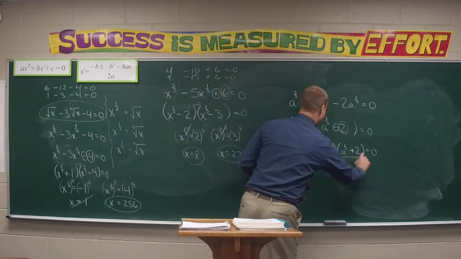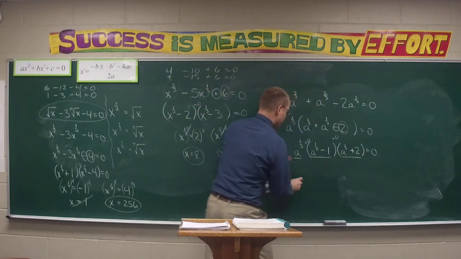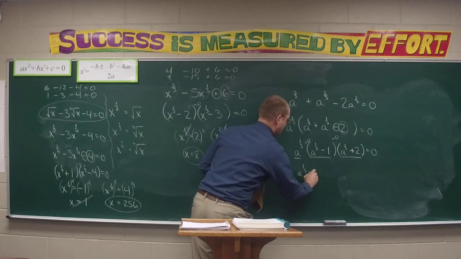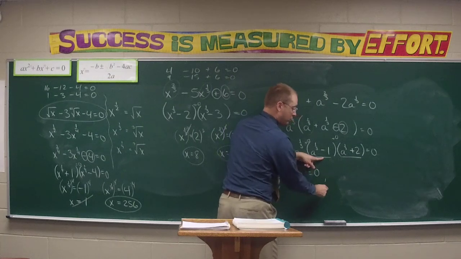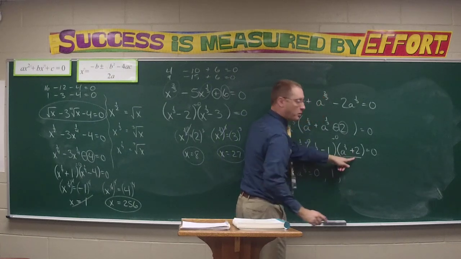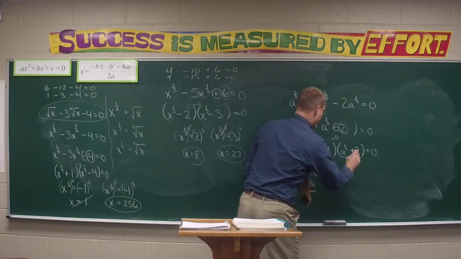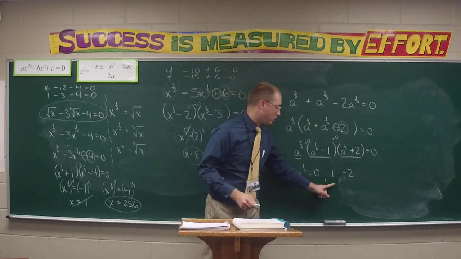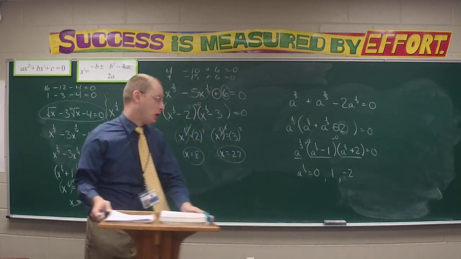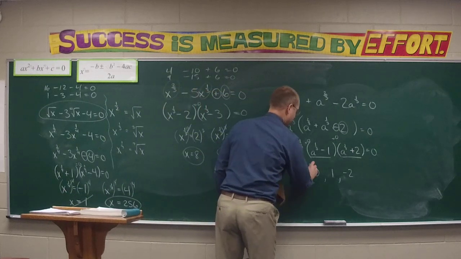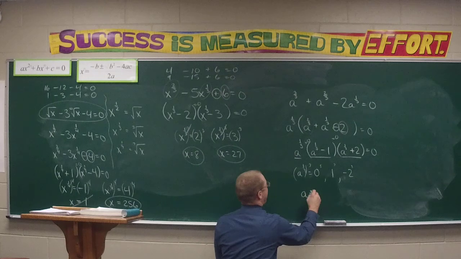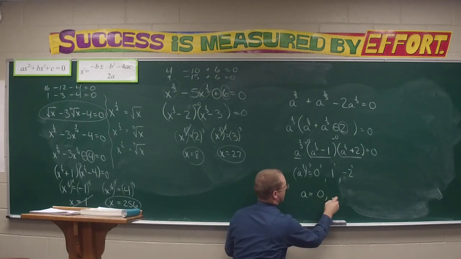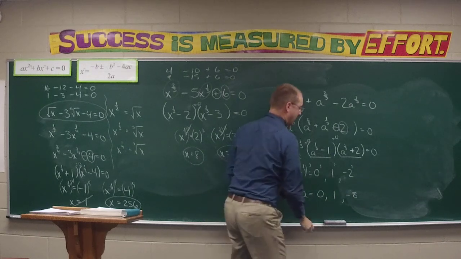Each needs to be set equal to 0. So a to the 1/3 equals 0. Here, class, a to the 1/3 is going to equal 1. Here, a to the 1/3 is going to equal negative 2. And what am I going to have to do to every single one of these values? Cube them all. So, I get a equals what 3 possible answers? 0, 1, and negative 8.